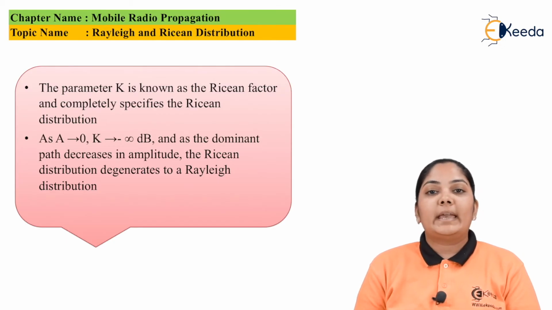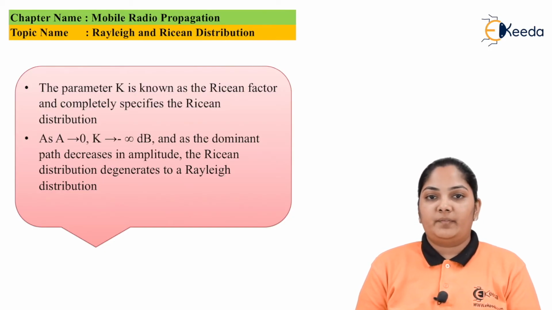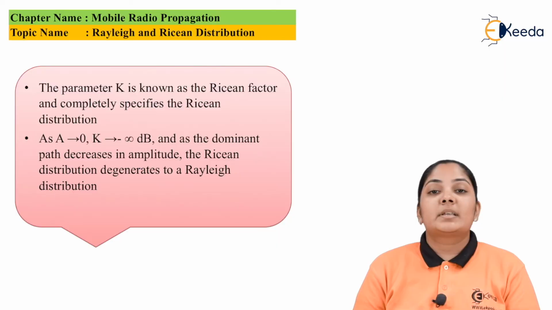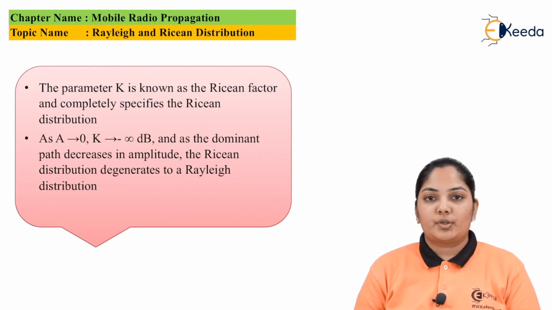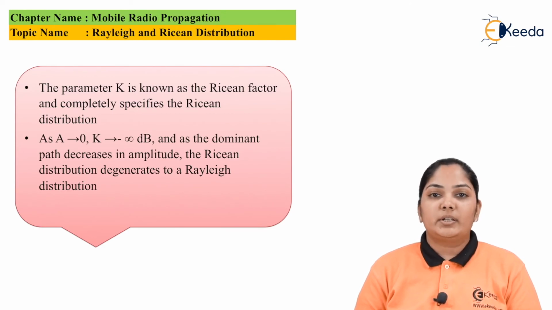As the value of A moves towards 0, that is, the amplitude decreases towards 0, the value of K moves towards minus infinity. And when this happens, the Ricean distribution degenerates down to the Rayleigh distribution. As we know, there is a peak point of amplitude in the Ricean distribution. When that peak point of the amplitude fades down, that is, there is no line of sight path, then the Ricean distribution will degenerate down to the Rayleigh distribution.